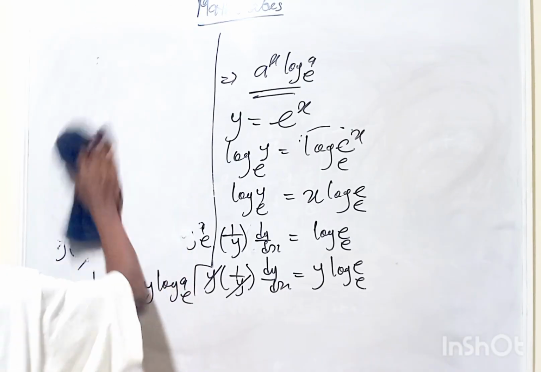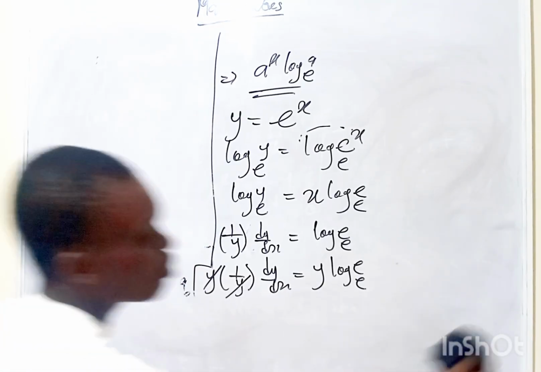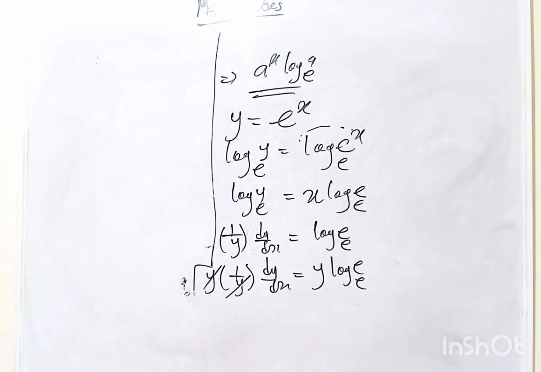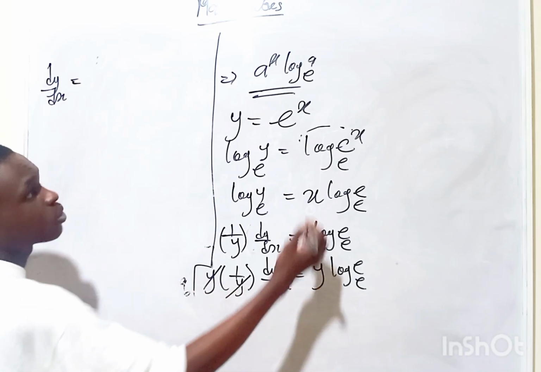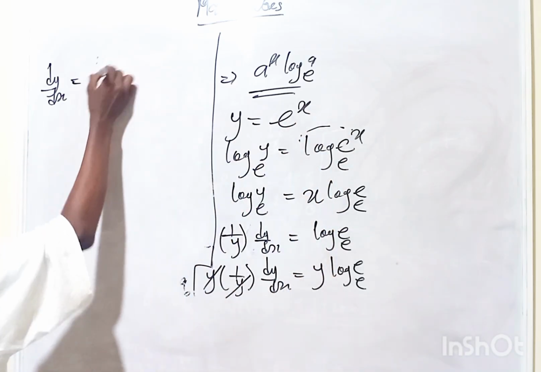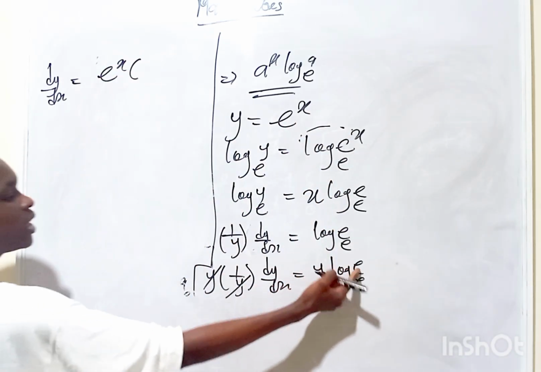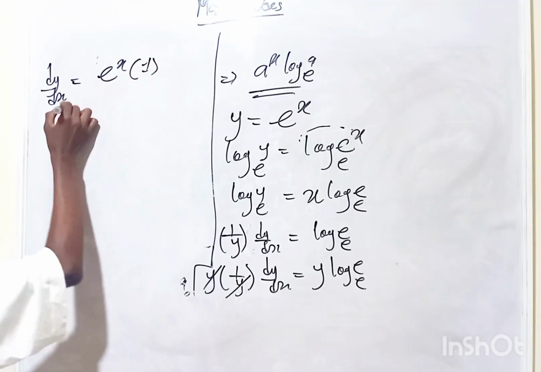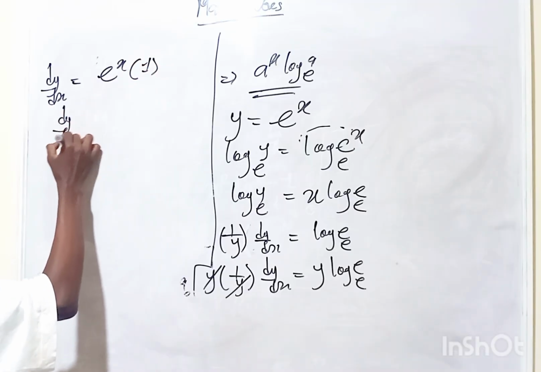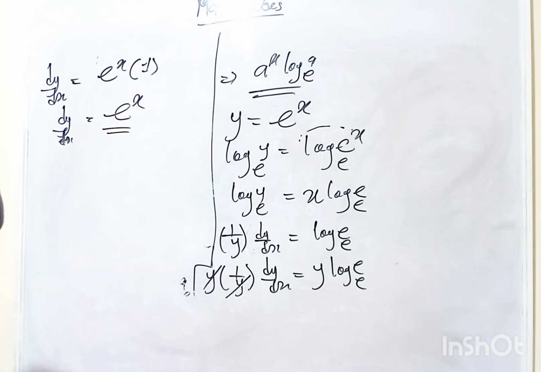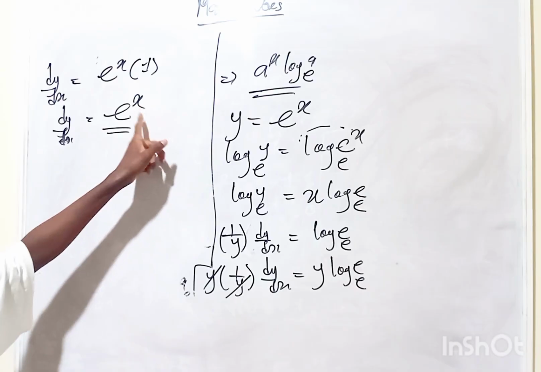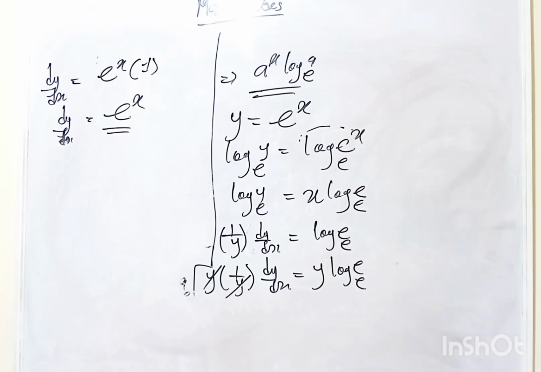Y can cancel out y. So from here, how do we solve this? We know that this is dy over dx. The dy by dx equals, our y was what? Remember, it was e to power x. So here we can put e to power x, and log e base e is 1. So dy over dx equals e to power x, and this is the right answer. Therefore, if we differentiate e to power x, we still have e to power x.